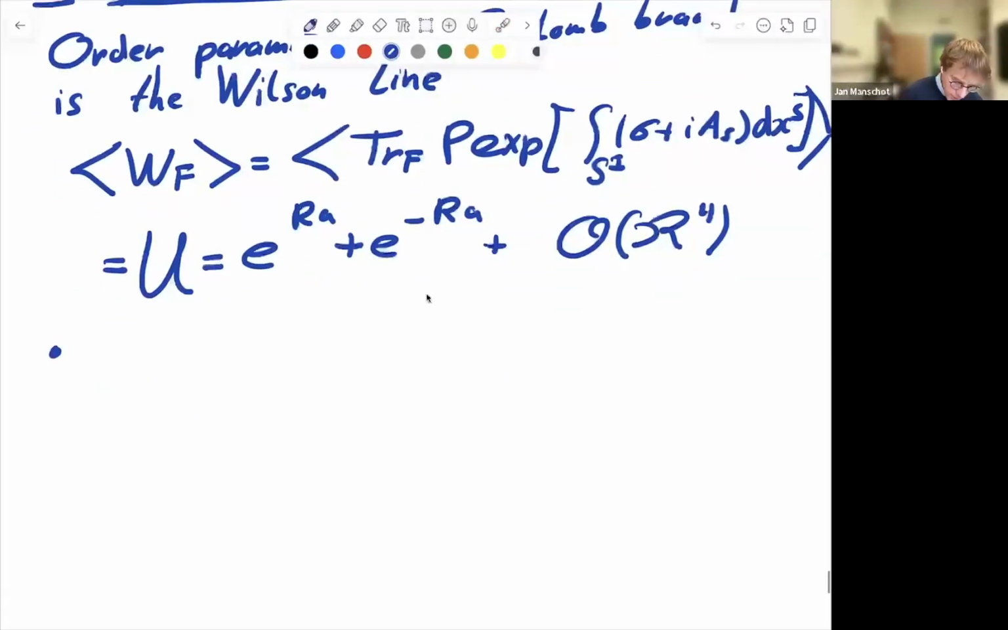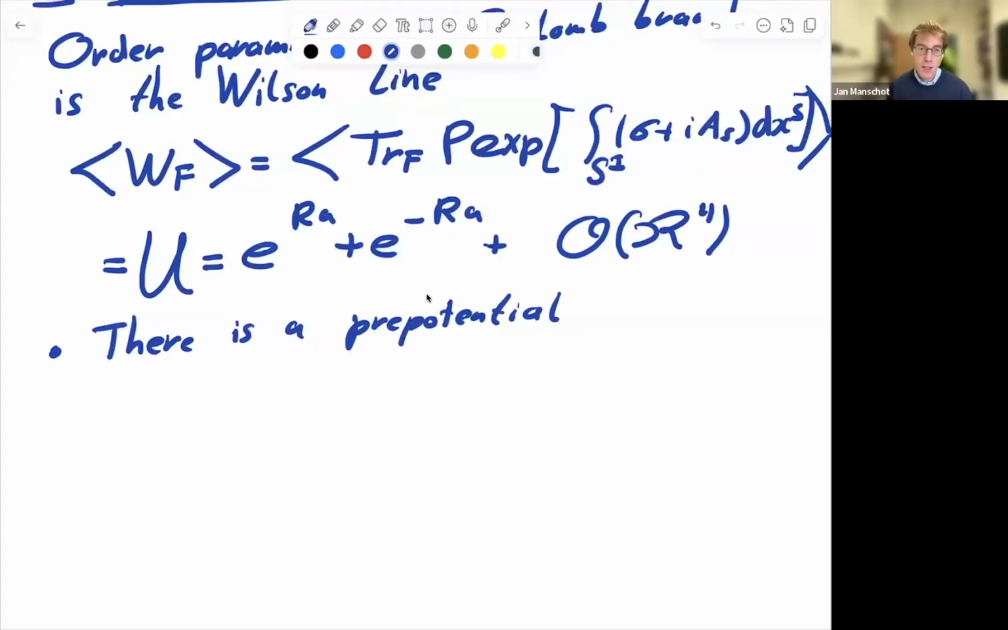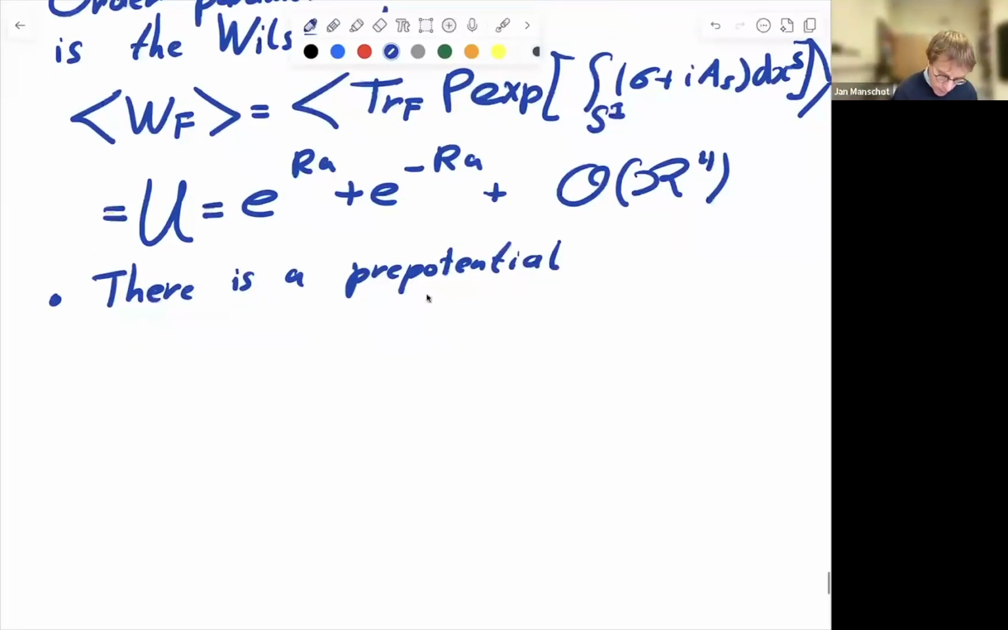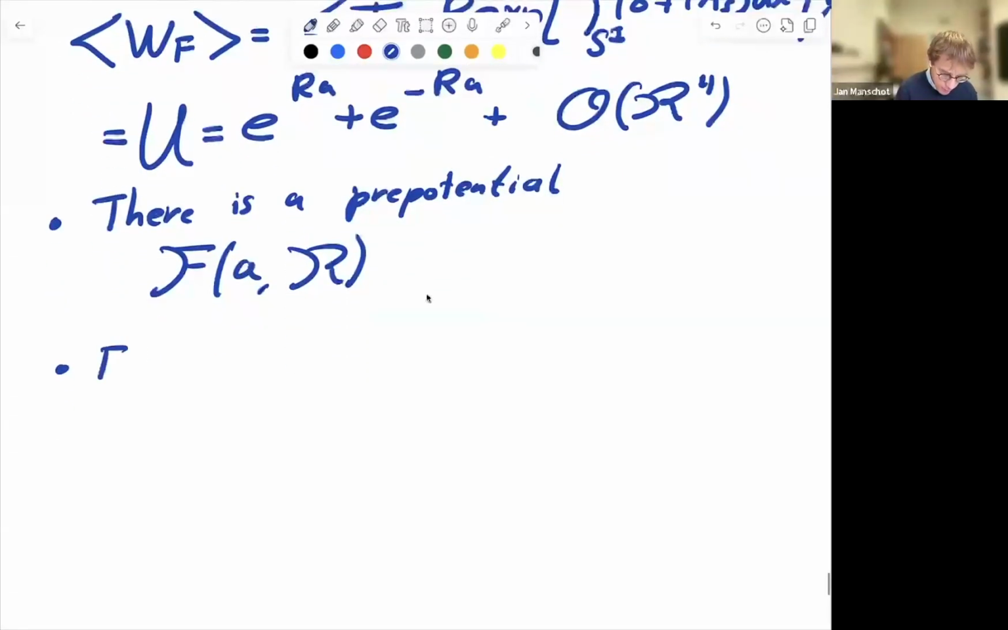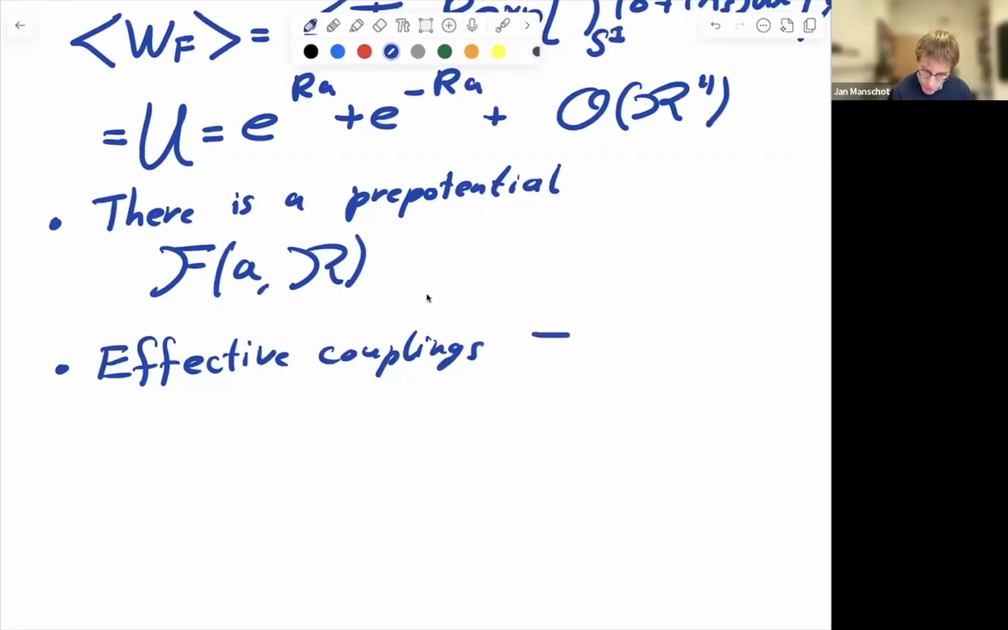Before, there is a prepotential. There's a prepotential worked out by the Seiberg-Witten solution for this theory. It depends on these parameters A and curly R, and in the same way we have an effective coupling, or couplings, which are obtained from the prepotential. For example, tau is as usual the second derivative of F with respect to a squared. Okay, any questions?